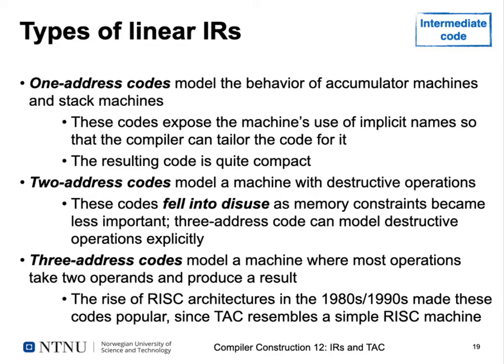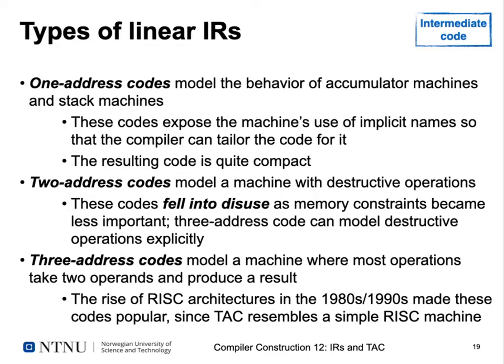So all, for example, arithmetic operations have the accumulator as one of the operands and also as the destination register. So we can say add variable b to the value of our accumulator, or add a constant 2 to the value of our accumulator, but we always have to involve the accumulator in this. So this one-address code style of linear IRs exposes the machine's use of implicit names, so a compiler can generate very tailored code for this. And one-address code is very compact because we don't need to specify a large number of operands for each operation here.